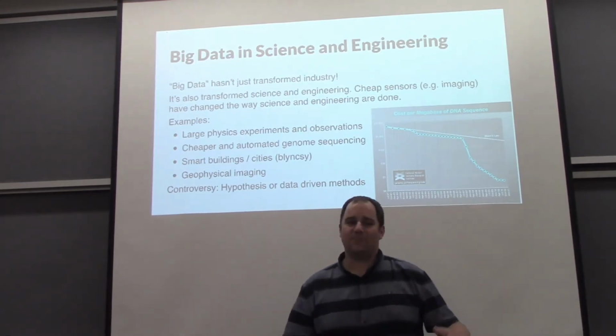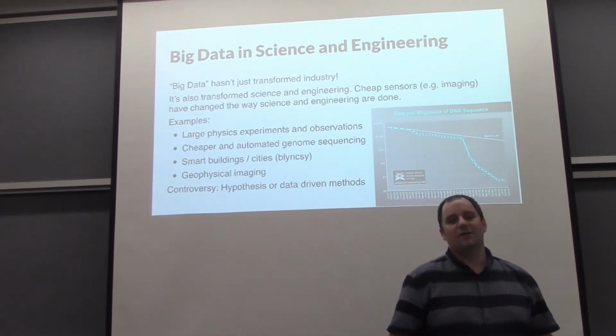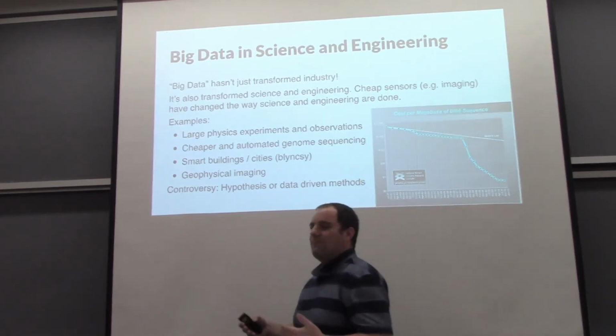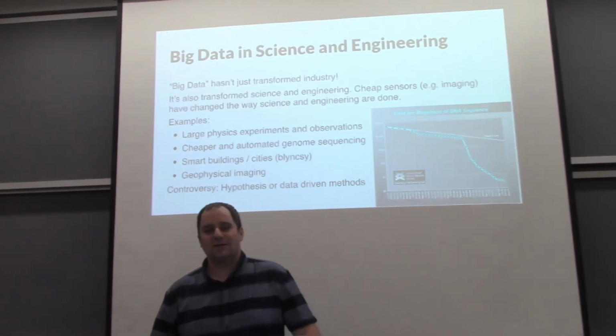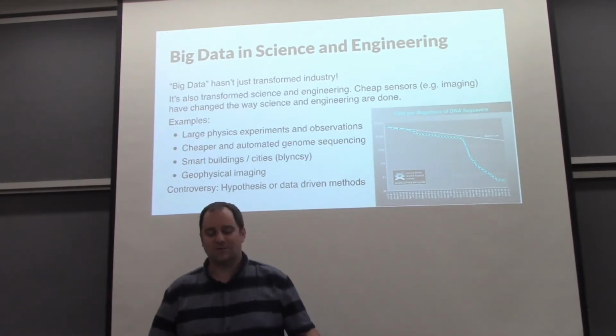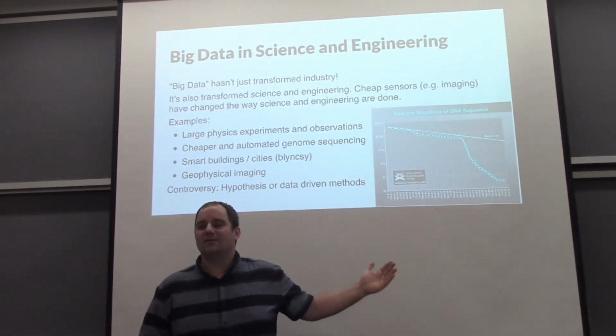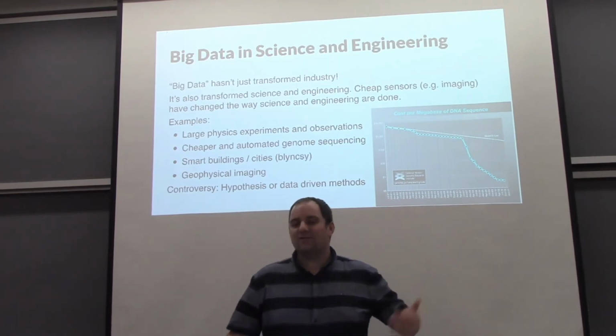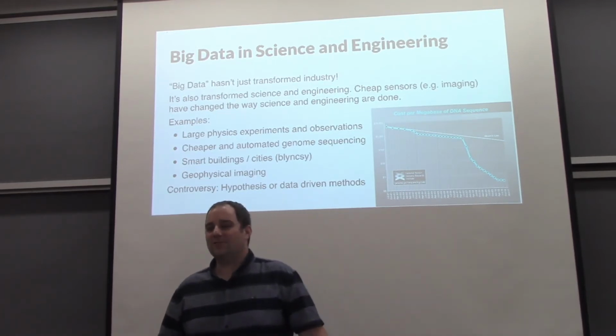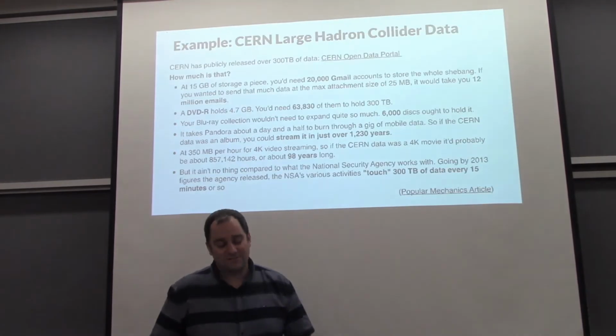Or do I need to have a hypothesis first and then try to answer that? Which one of those is the rigorous method to conduct science? Many scientists would argue that hypothesis-driven is the gold standard, but then data-driven methods produce results. We have to be careful, but they produce results.